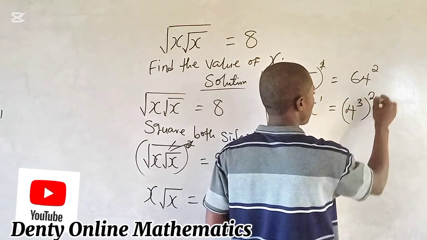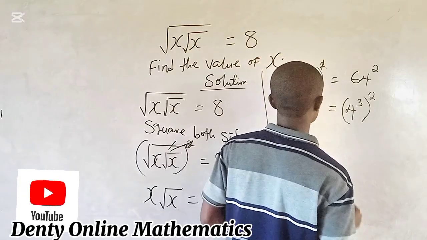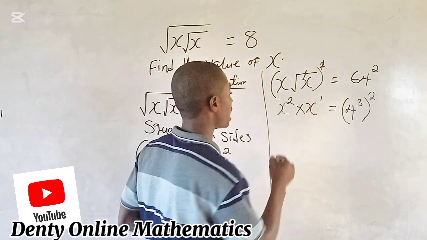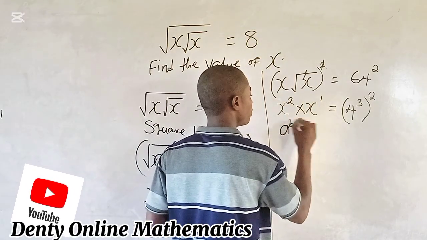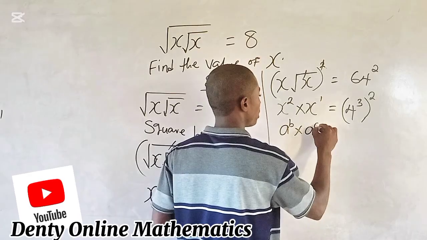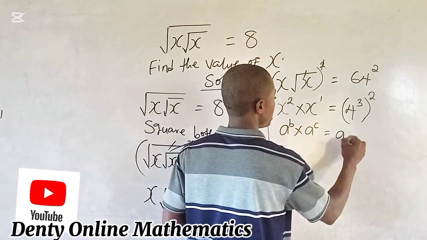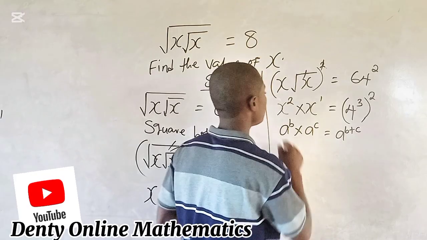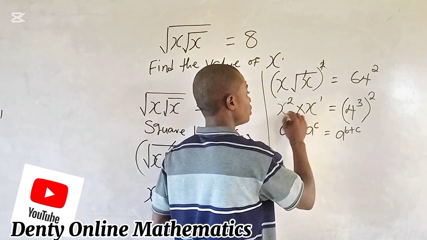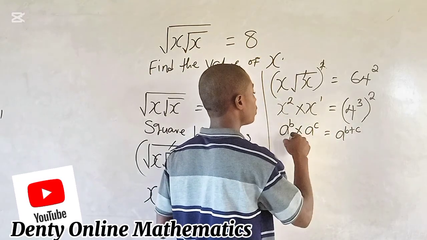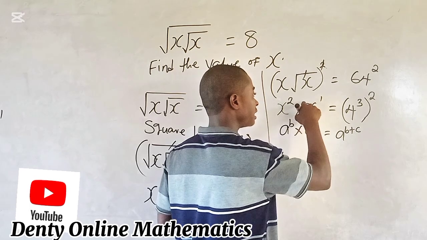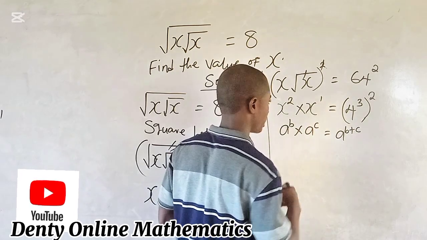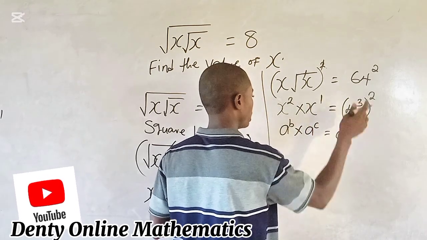Now I will add this power here. You get it? Now, by law of indices, if we have a raised to the power of b multiplied by a raised to the power of c, this is the same thing as a raised to the power of b plus c. What this means is, if you have the same base and you are multiplying them, you are free to pick one of the bases and add the exponents or the powers. So I'm adding the exponents of the powers.